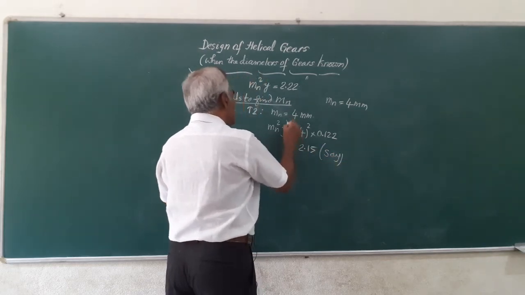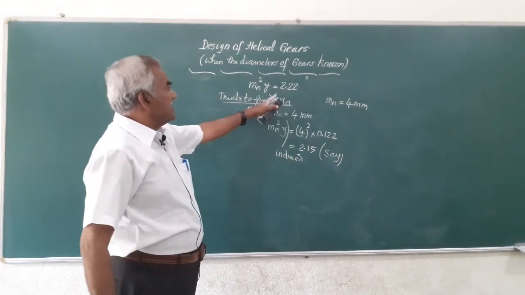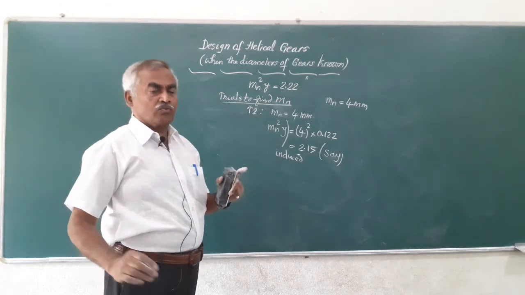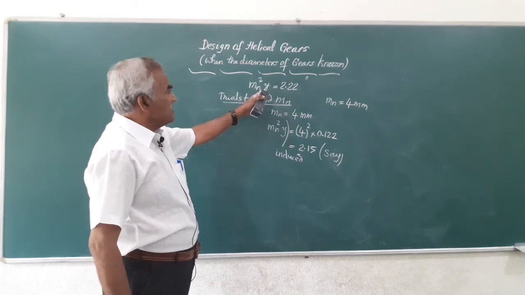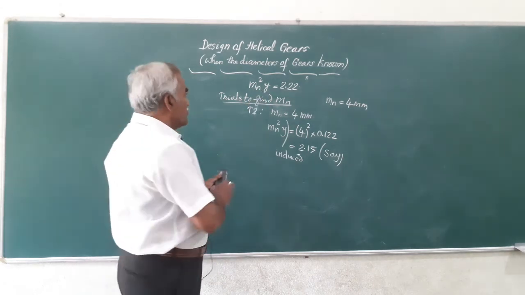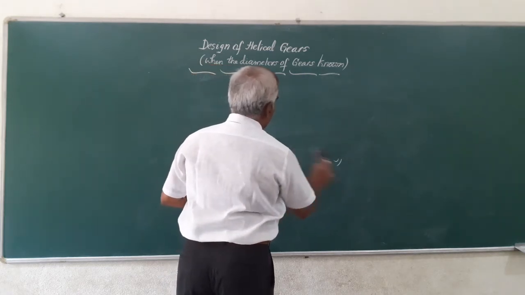So, the value induced is equal to 2.15, which is lesser than the permissible value 2.22, and hence the induced value is lesser than this, and hence the design is safe. So, we are going to adopt module Mn equal to 4 millimeter.